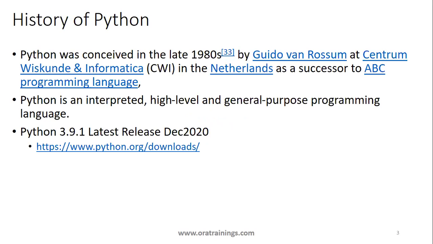So Python was conceived in the late 1980s and it is based on another programming language called ABC. From there, the fundamentals of Python were built, and later the Python programming language was built by this developer, Guido van Rossum. And one piece of information is that Python is an interpreted, high-level, general-purpose programming language.